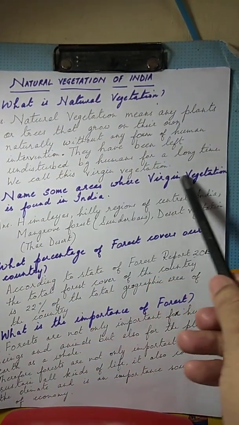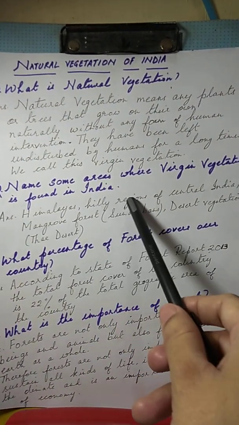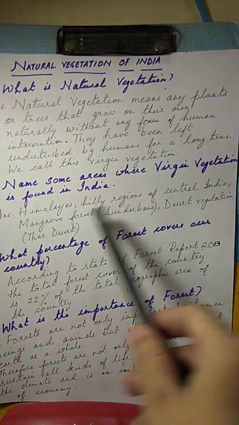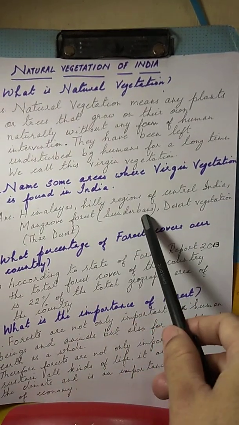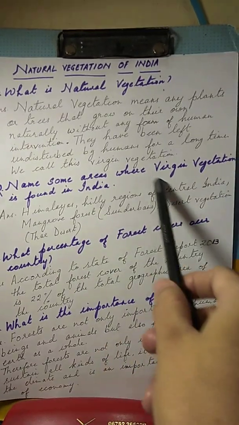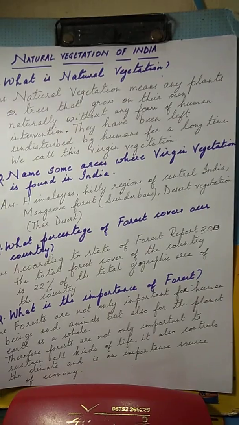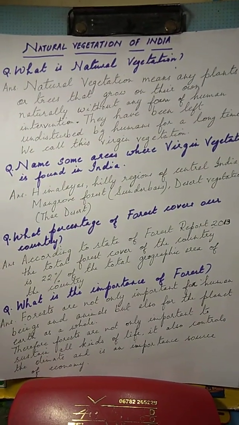Name such areas where virgin vegetation is found in India: Himalayas, hilly regions of central India, mangrove forest, that is the Sundarbans, and the desert vegetation, that is Thar desert. These are some of the regions where we find virgin vegetation still existing in India.